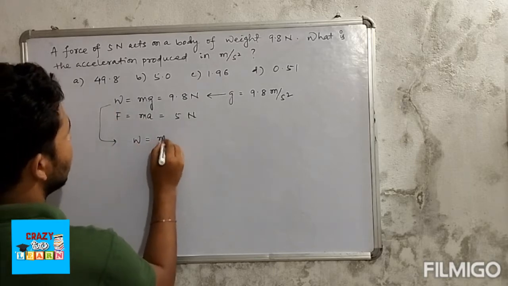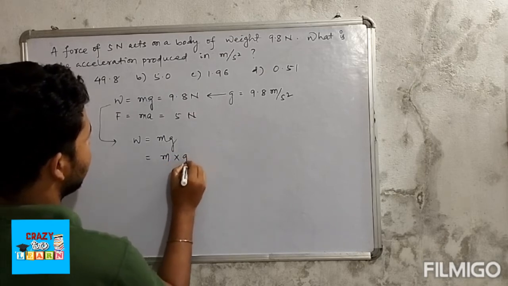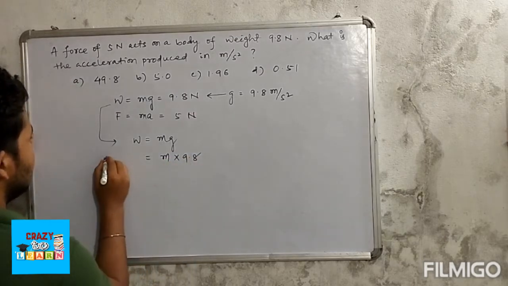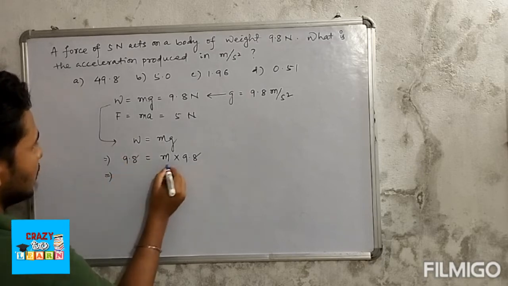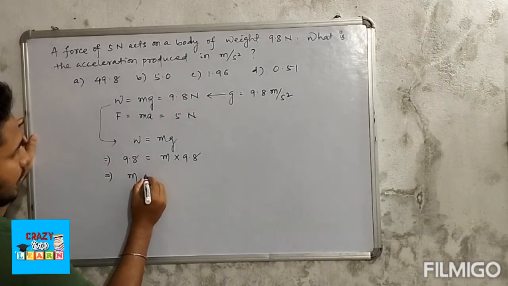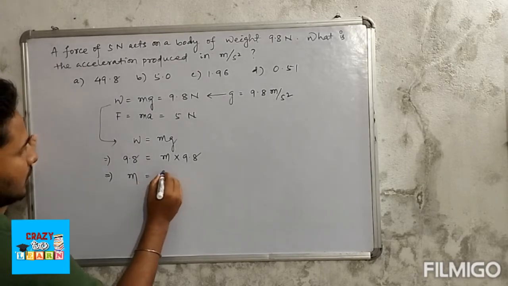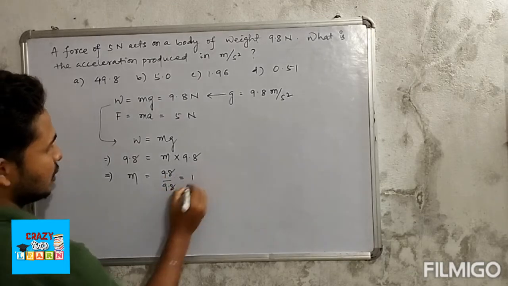W is equal to mg, m into 9.8. So small m is equal to 9.8 divided by 9.8, which is equal to 1.